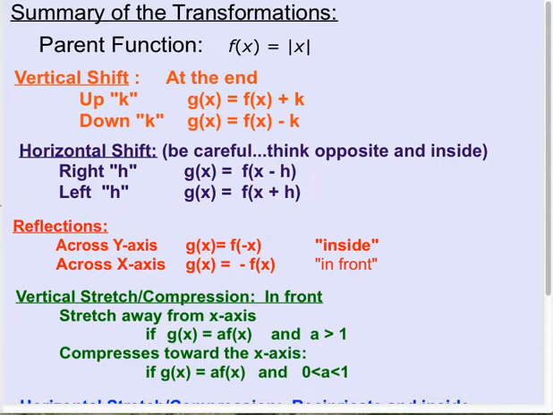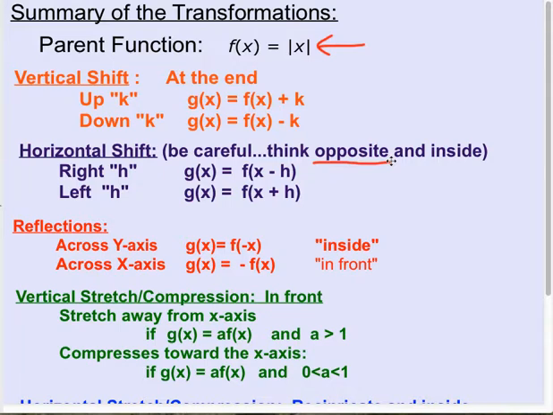We'll look at more later as we get into those. But what you want to take notice of is that anything that is outside the function, so we've got this example of the parent function for absolute value of x, if anything were outside the absolute value bars, that is vertical. Whether you're adding, subtracting, multiplying, or there's a negative sign, if it is outside the absolute values, it's vertical. If it's inside the function, in this case the absolute values, then it's horizontal, and typically it's opposite.